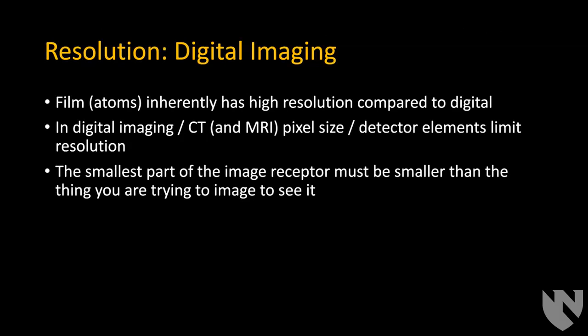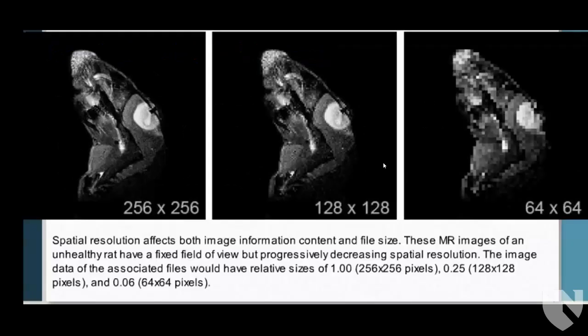Something to know about spatial resolution and digital imaging is that film, which uses atoms, is inherently going to have higher resolution than digital imaging, because digital imaging uses manufactured pixel detector elements that are going to limit the resolution, and so inherently atomic chemical processes are going to have higher resolution. And the smallest part of your image receptor has to be smaller than what you're trying to image. So just different examples of spatial resolution. This would be a low spatial resolution MRI versus a high spatial resolution MRI, and it's pretty clear the difference in the resolution.